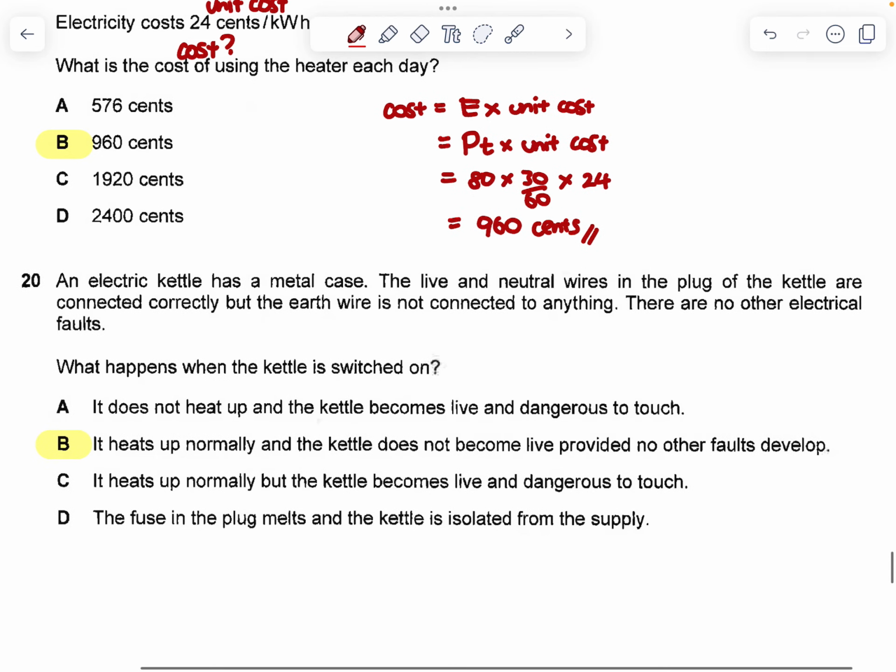Question 20. An electric kettle has a metal case. The live and neutral wires in the plug are connected correctly, but the earth wire is not connected to anything. There are no other electrical faults. What happens when the kettle is switched on? So in this case, the kettle should heat up normally. However, it will not become live if there are no other faults developing. And it will just work as per normal, but it will not have the earthing, because the earth wire is not connected to the metal case.